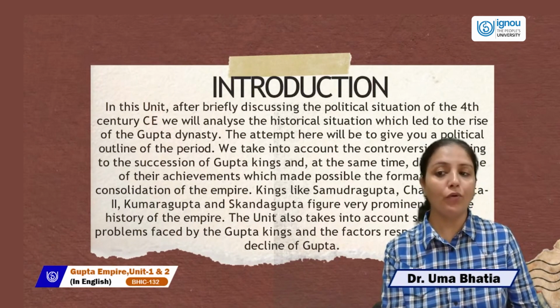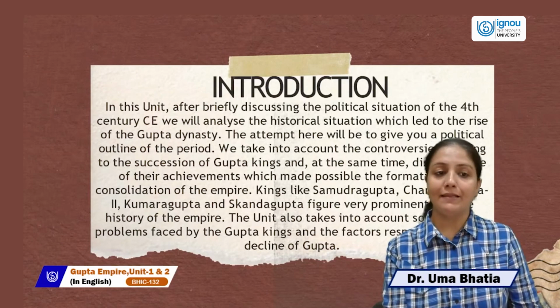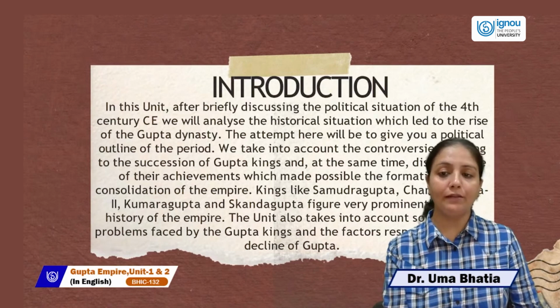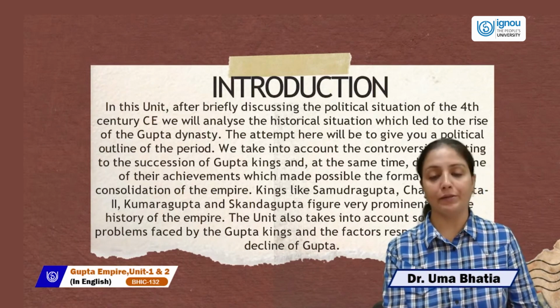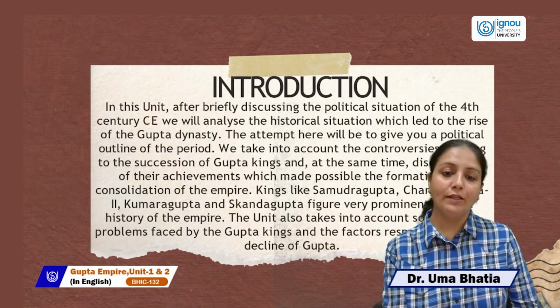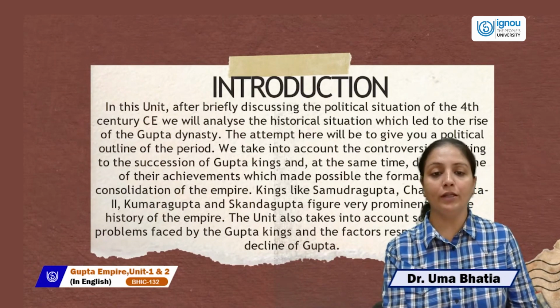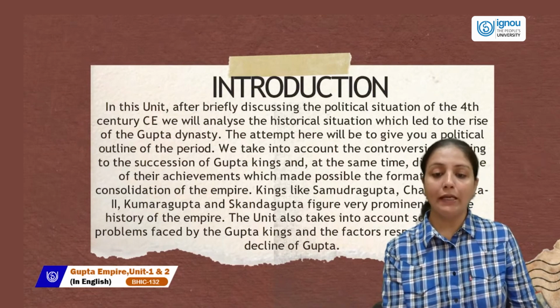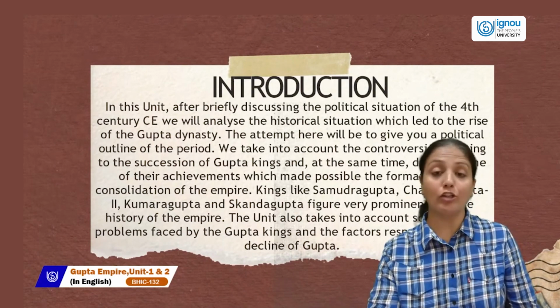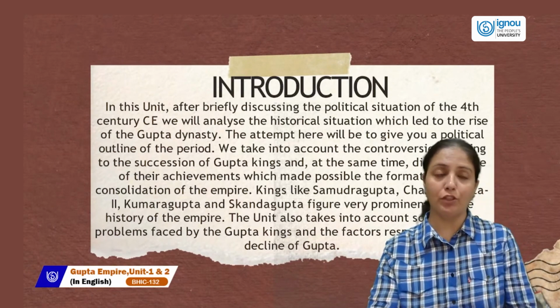We take into account the controversies relating to the succession of Gupta kings. At the same time, we discuss some of their achievements which made possible the formation and consolidation of the empire. Kings like Samudragupta, Chandragupta, Kumaragupta figure very prominently in the history of the empire. We will study Gupta kings like Samudragupta, Kumaragupta, Skandagupta, and Chandragupta II, who was also famous for his daughter Prabhavati Gupta.